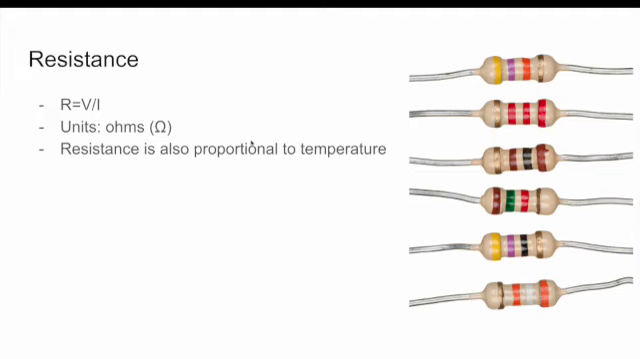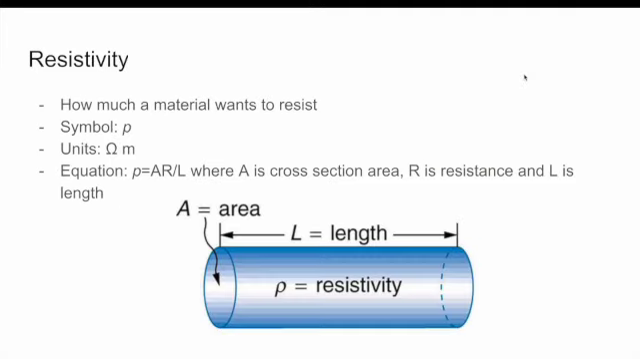Next, we'll look at resistance. Resistance is the voltage divided by the current. So it has units volts per ampere, but we can call that ohms. And resistance is R here. So R is V over I. And resistance is also proportional to the temperature, which is something we'll look at very soon. If you do electrical engineering or something like that in the future, you'll see these. These are resistors, and that's how they look in real life.